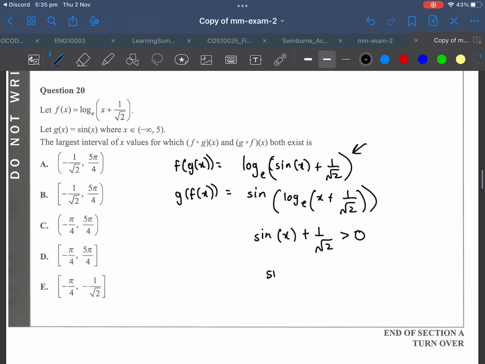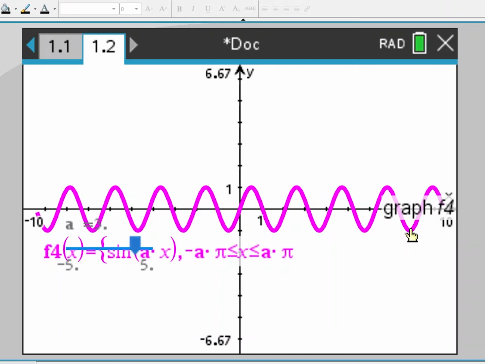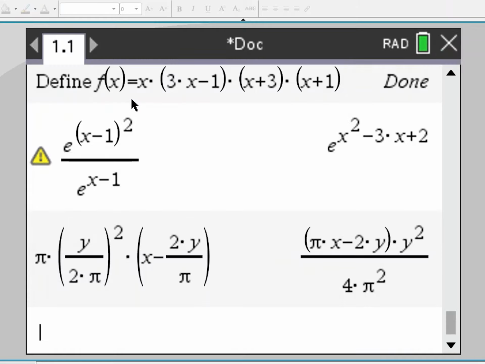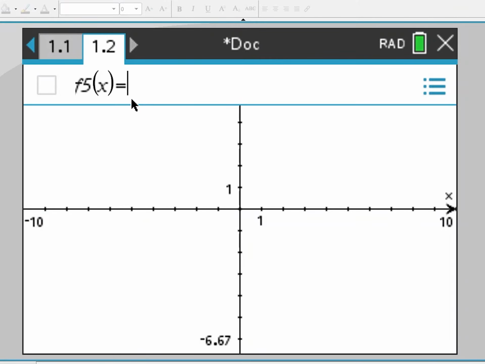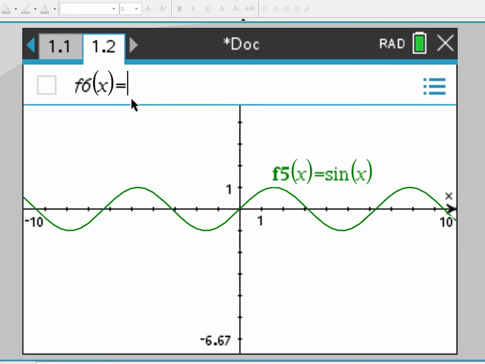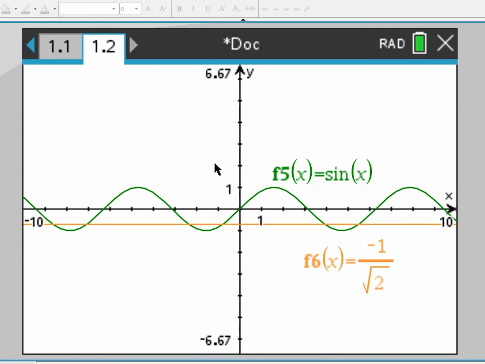So that would mean sine of x has to be greater than negative 1 on root 2. So maybe I should draw this on CAS. So what I'm going to do is draw this: Control I2, sine of x, and negative 1 on square root of 2. So it has to be greater than that.